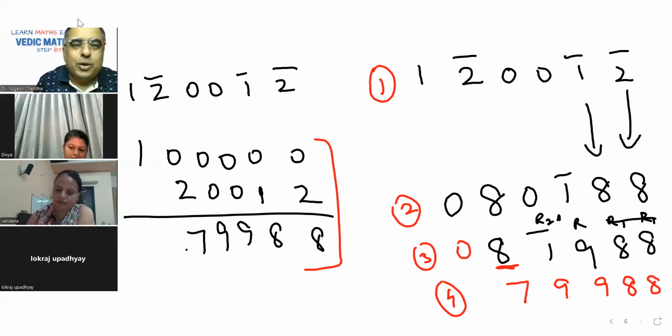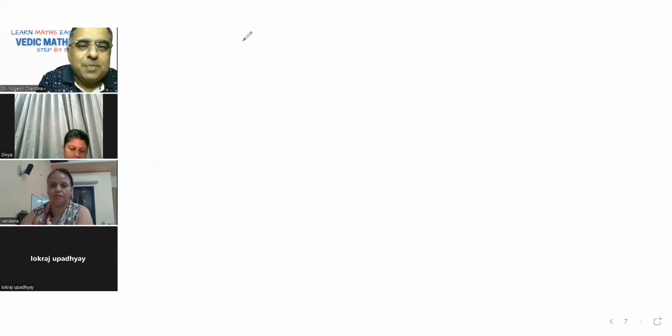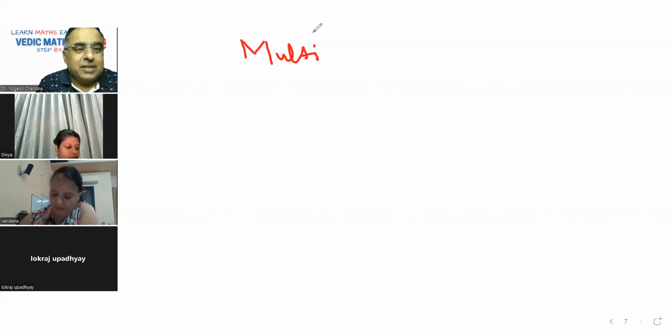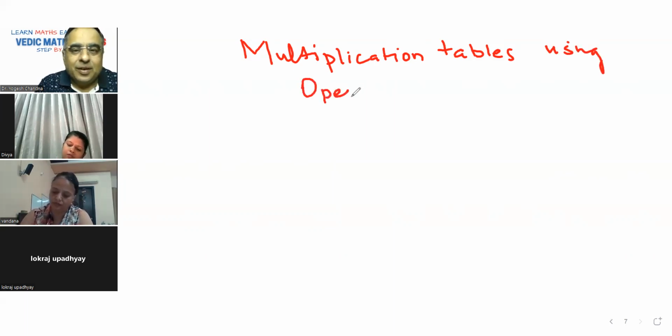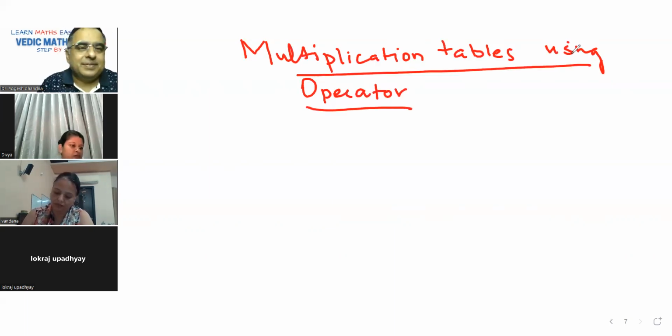So now we'll be starting with a new topic. It is multiplication tables. Now we'll use these vinculum numbers. Till now you might be thinking, where will we use it? So the first time we'll be using it is in multiplication tables. This concept is known as multiplication tables using operators. Now, what is the meaning of operator? Plus, minus.